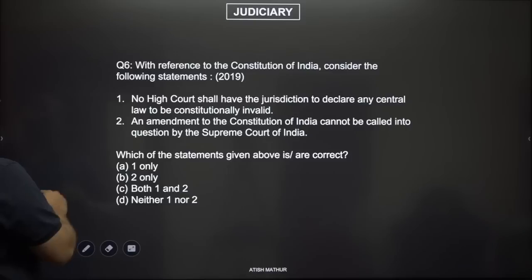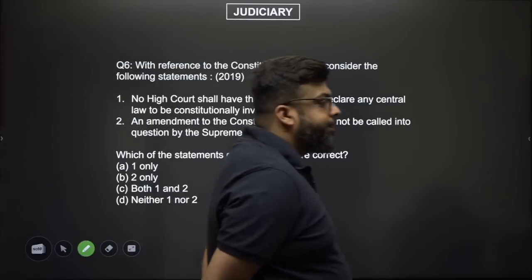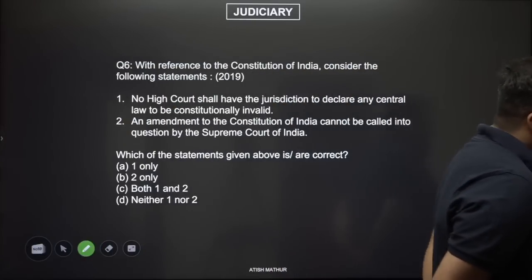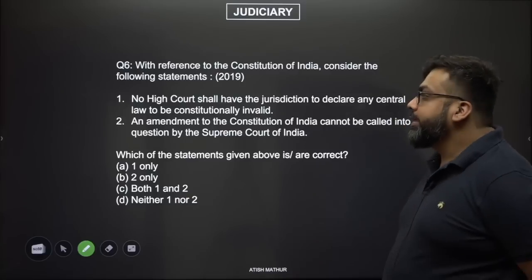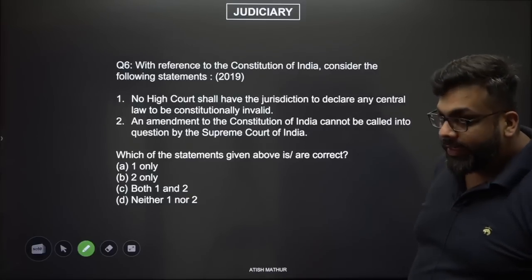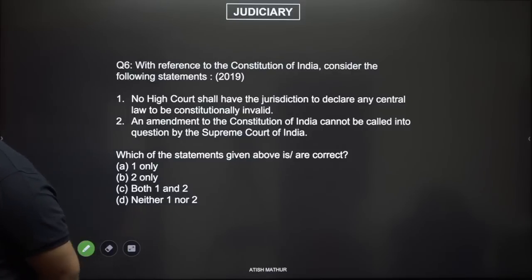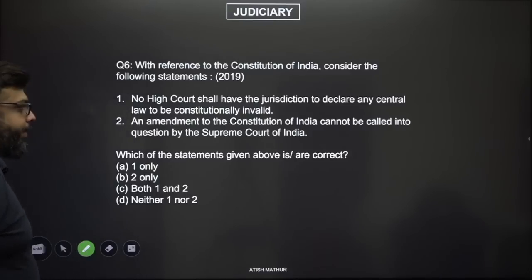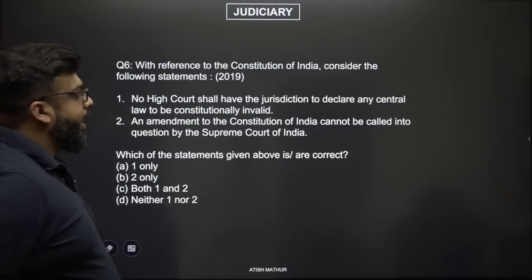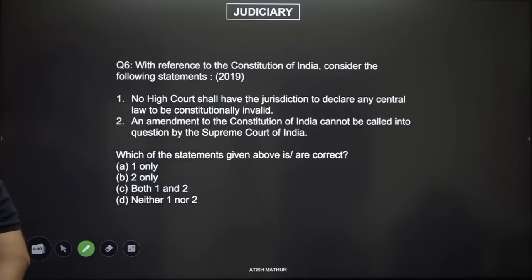Okay. Now, 6. With reference to the Constitution of India, consider the following statements. No High Court shall have the jurisdiction to declare any central law to be constitutionally valid. An amendment to the Constitution of India cannot be called into question by the Supreme Court of India. Again, very simple question. Let us see.